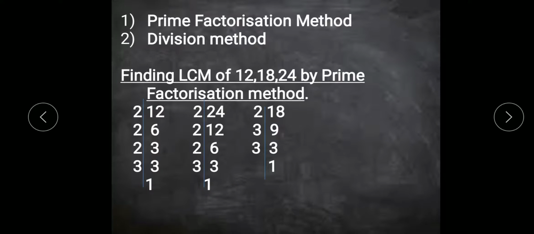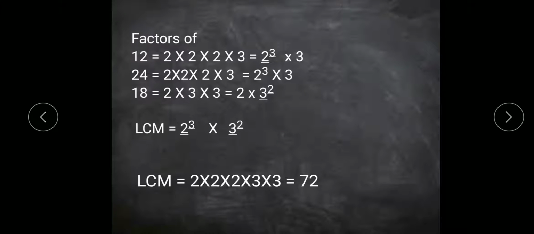Now, on finding the prime factors, the factors of 12 are 2 multiplied by 2 multiplied by 2 multiplied by 3. That is, 2 is repeated 3 times, 2 raised to 3, where 2 is the base and 3 is called the exponent. And 3 is repeated 1 time. I am not writing the exponent 1, as it is understood that 3 appears 1 time. Then the factors of 24 are 2 three times and 3 one time. Again, you can see the factors of 18 are 2 repeated 1 time and 3 repeated 2 times.